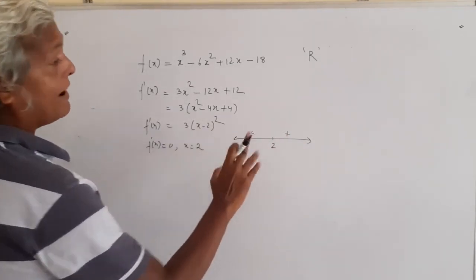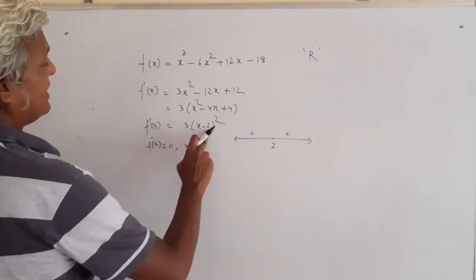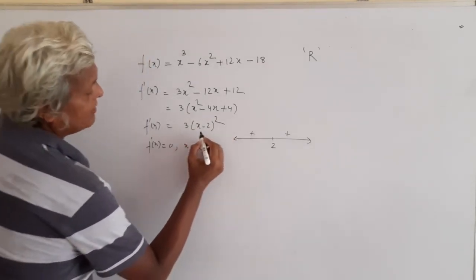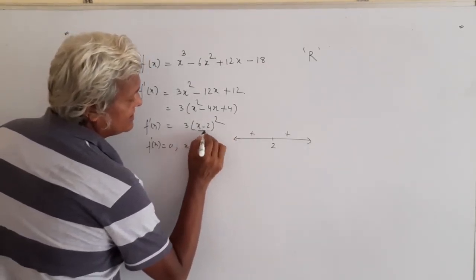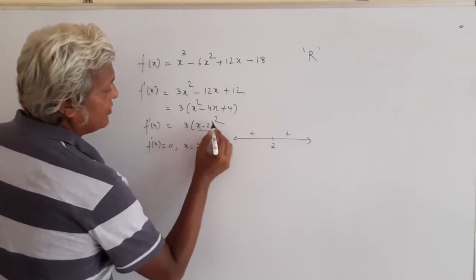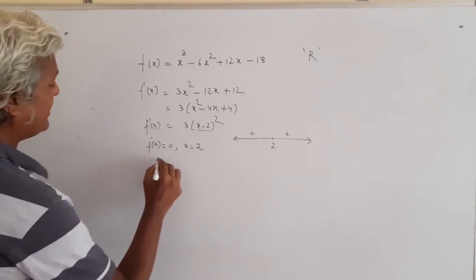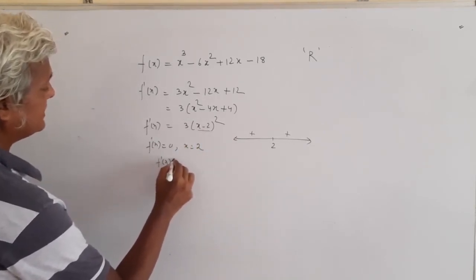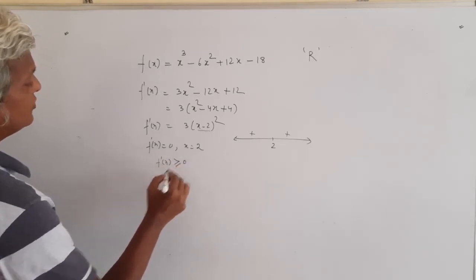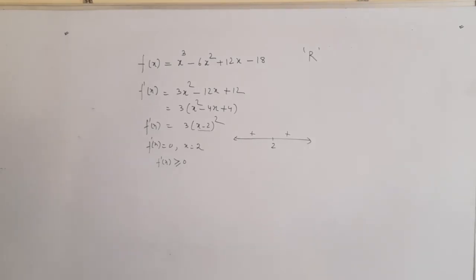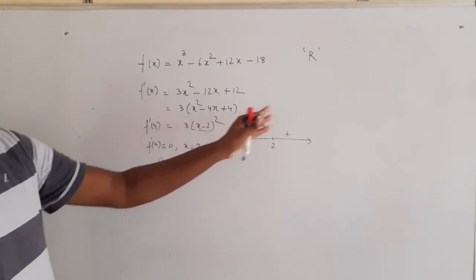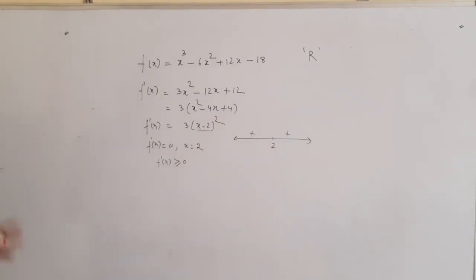Suppose I take a number like minus 3, then minus 3 minus 2 squared is positive, because the square is of an even power. So x minus 2 can be either 0, at this point, positive squared is positive, and negative squared is also positive. It means f dash x is greater than or equal to 0. It means this function is just an increasing function in the whole interval. Okay, so this is the idea.